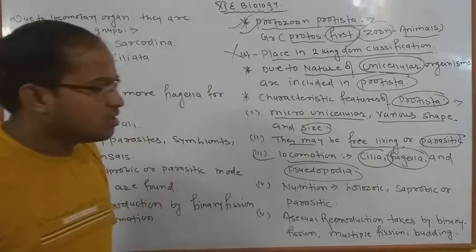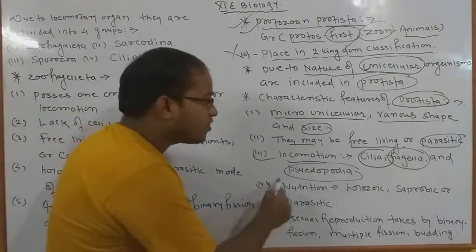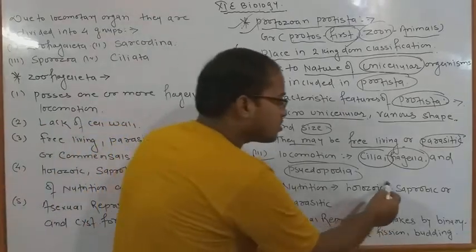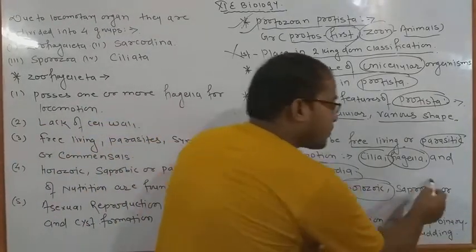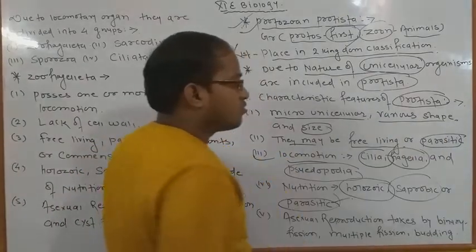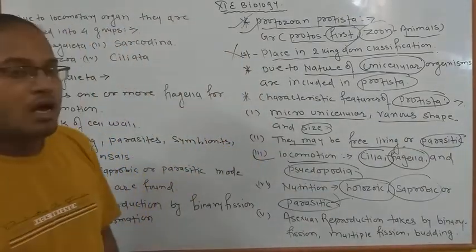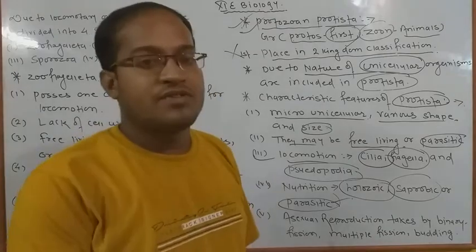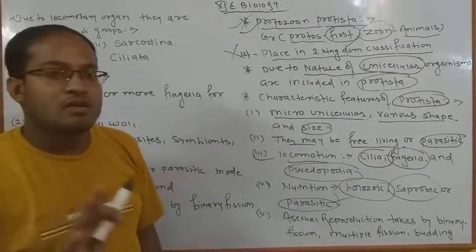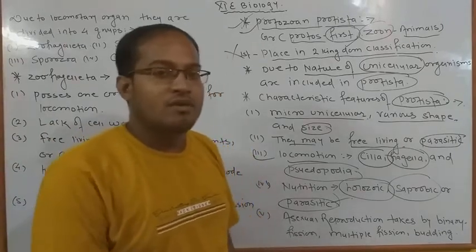Okay, now next we have to discuss the nutrition of protozoan protista. इनमें nutrition कैसे होती है? The nutrition is in the way of holozoic, saprobic and parasitic. Now, I have told you that I have discussed holozoic and saprobic in a previous video. If you don't know the meaning of holozoic and saprobic, please refer to my last video. Definitely it will be clear.